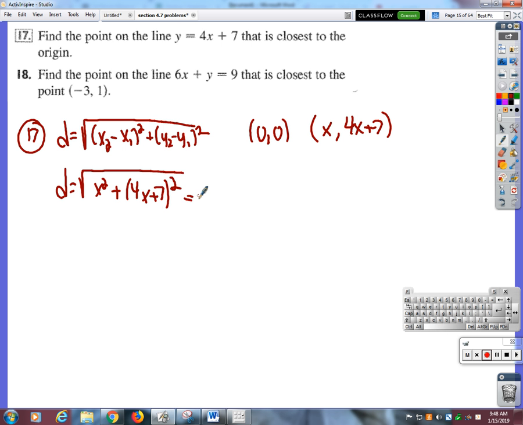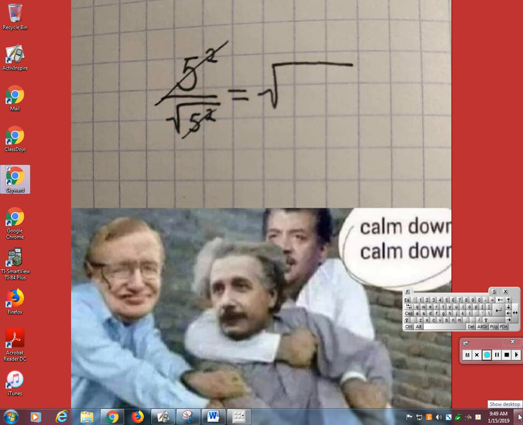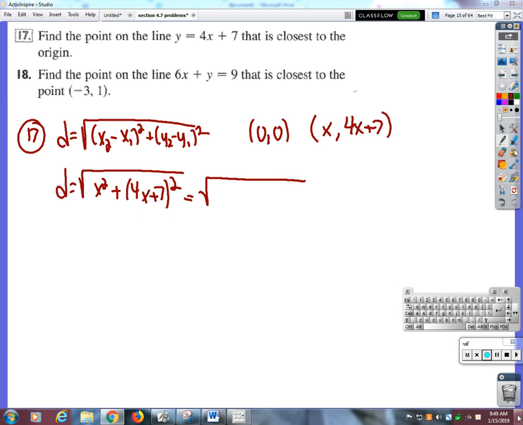No, we can't cancel because it's being added, not multiplied. And so you can't cancel a square root through. That would be, you're getting yourself into kind of this situation here. Okay? So we can't do that. But I can FOIL this out.